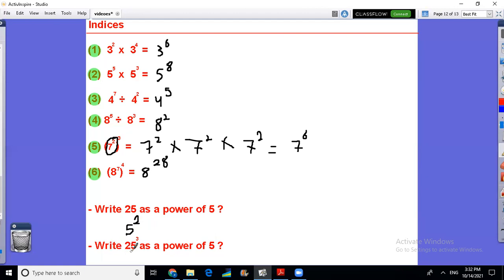What if the question is 25 cubed and they want me to write it as a power of 5? Let me just write it here because I don't have enough space there.